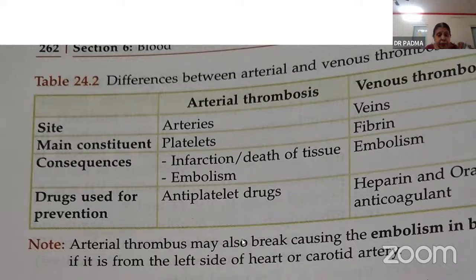And mainly the drugs used only for prevention, I'm telling you, it is antiplatelet agents. Antiplatelet agents. Whereas in the venous thrombus, we see the fibrin is the main constituent, embolism is a consequence, and mainly we are using heparin or oral coagulants. And as I have told you in the last slide, arterial thrombus may also break, causing the embolism if it is from the left side of the heart or the carotid artery.